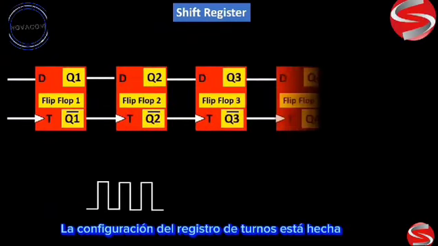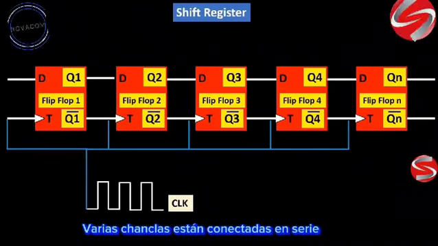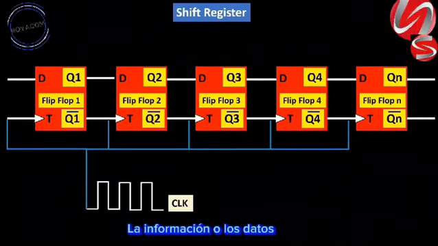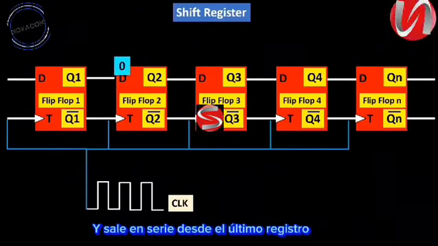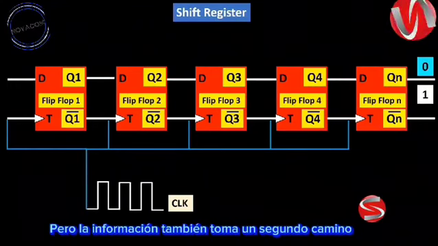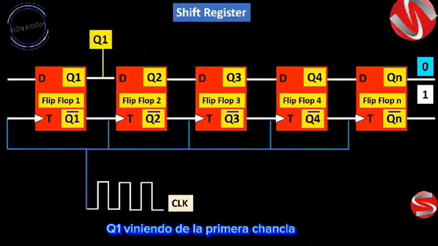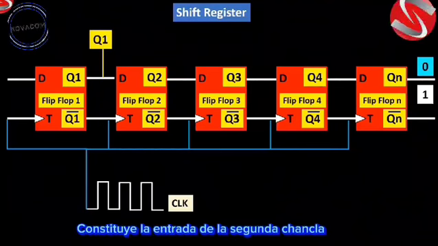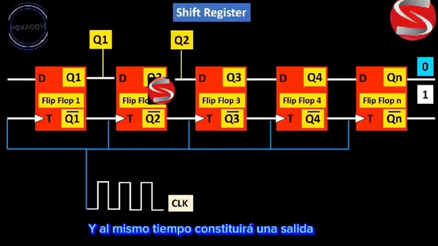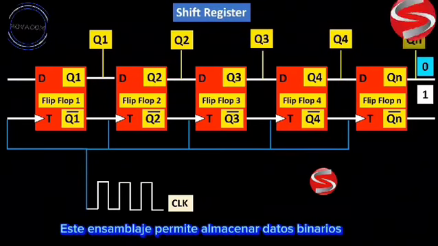The configuration of the shift register is done according to this diagram. Several flip-flops are connected in series. The output of each flip-flop is connected to the input of the next flip-flop. The information or data enters serially into the first flip-flop and leaves serially from the last register. The output of each flip-flop enters the next flip-flop, but the information also takes a second path which is parallel to the outputs of the other registers. Q1 coming from the first flip-flop constitutes the input of the second flip-flop. The output Q2 will be the input of the third register, and at the same time it will constitute an output which will go up in parallel to Q1. And so on. This assembly allows to store a binary data.